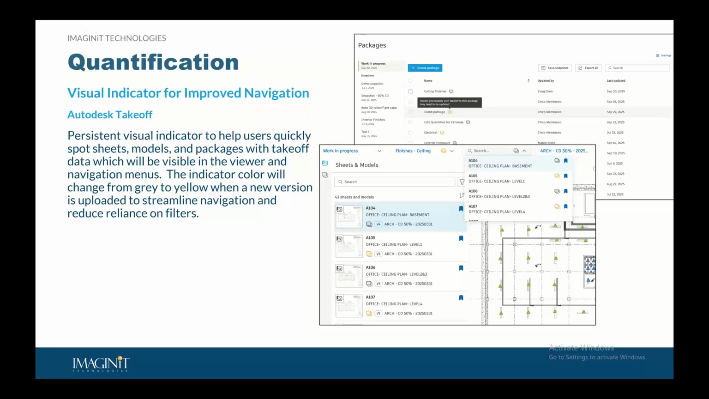The best part of this is that the indicator does not just highlight documents with takeoff, it's also going to change from gray to yellow when a new version of a taken off document is uploaded. So now you don't just have to say, is there a takeoff reference on here, but is this the newest iteration of that document? So that's super cool too.